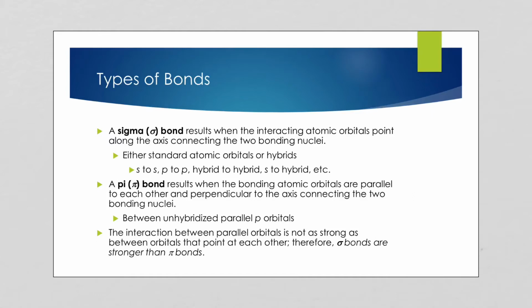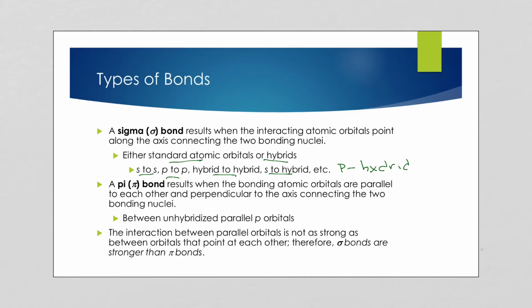So let's put those in words. A sigma bond results when we get end-to-end overlap along the bonding axis. It can involve standard or hybrid atomic orbitals. Some examples: we can have an s to an s, a p to a p, a hybrid to a hybrid, or an s to a hybrid, or what we just saw, a p to a hybrid. We can have some sort of standard orbital interacting with a hybrid. So there are different combinations we can get to form a sigma bond.